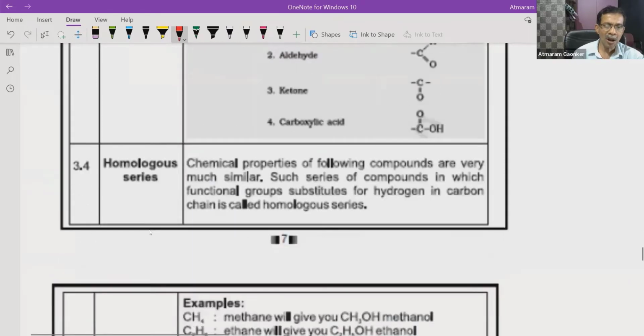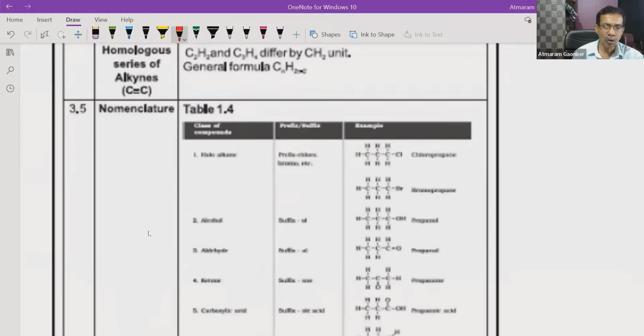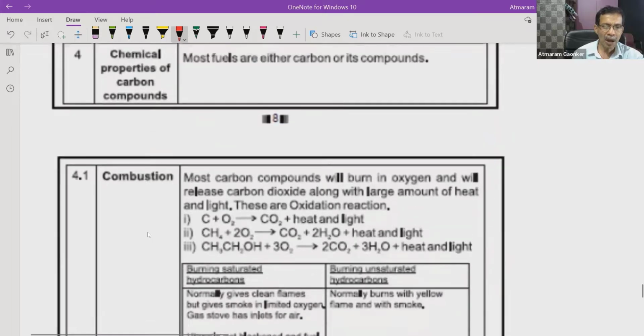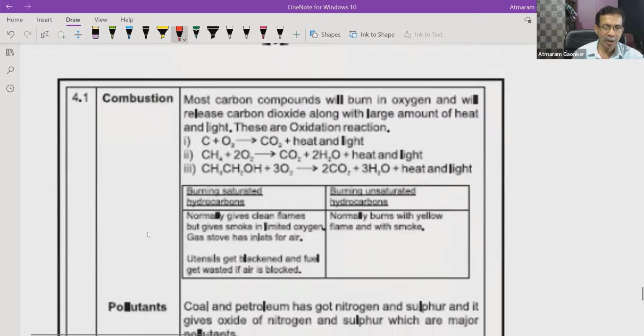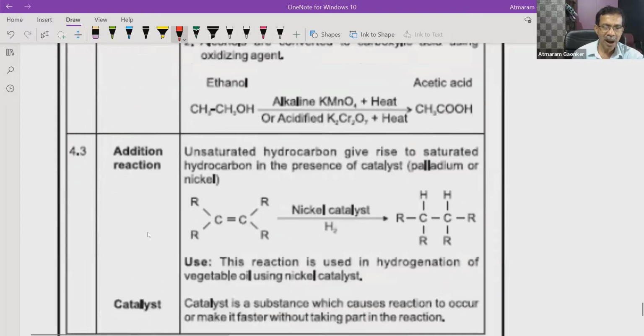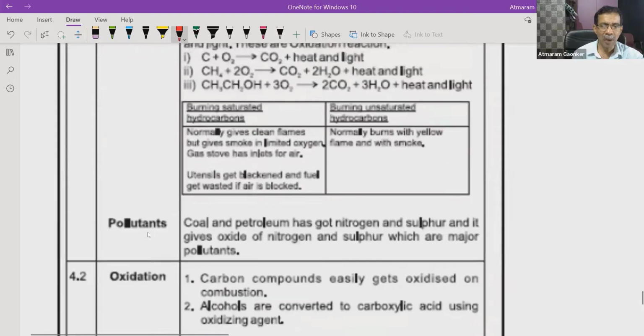Then we will understand homologous series. After that we will see how to name them, that is nomenclature. Then chemical properties of carbon compounds, that is combustion, oxidation, addition reaction and catalysis. All these things we will see in this chapter.